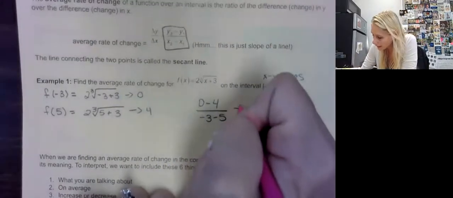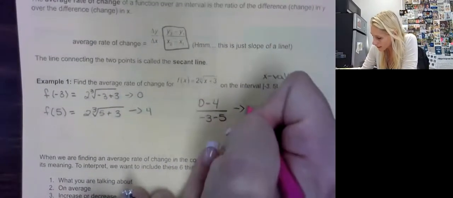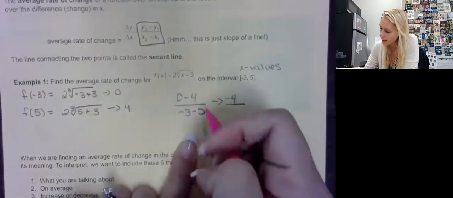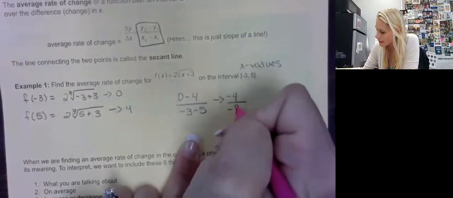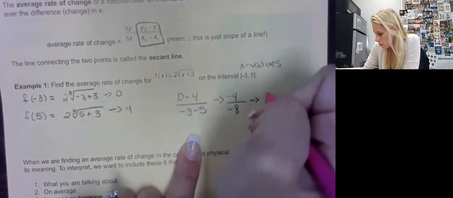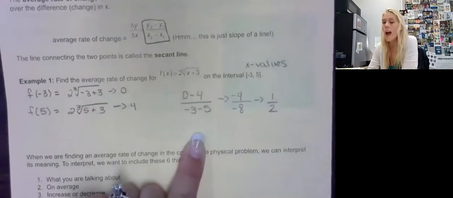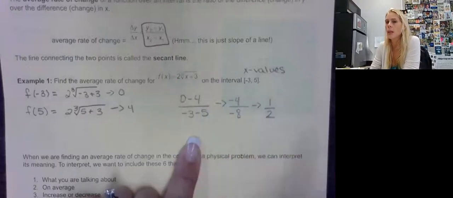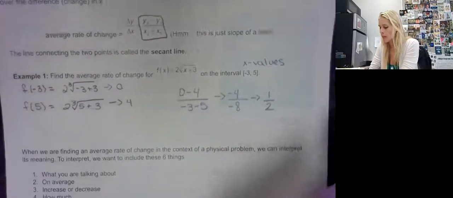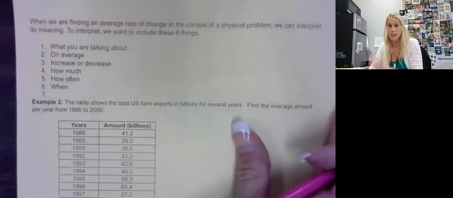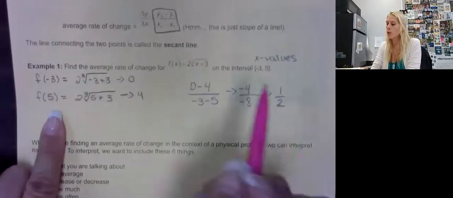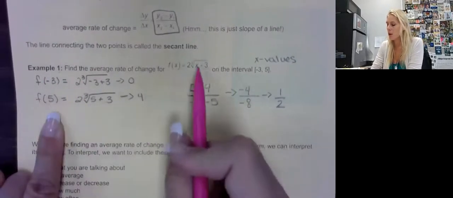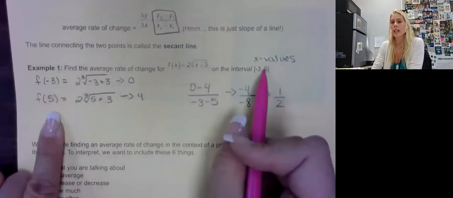All right, and then we're going to calculate this. So 0 minus 4 is -4. -3 minus 5 is -8. And then let's simplify that even more to 1/2. So the average rate of change between these x values for this function is 1/2. Okay. Now, there are other ways that we can do our average rate of change. So when you have a function, if you forget, come back to this example. This is about our functions, starting with the function in an interval.